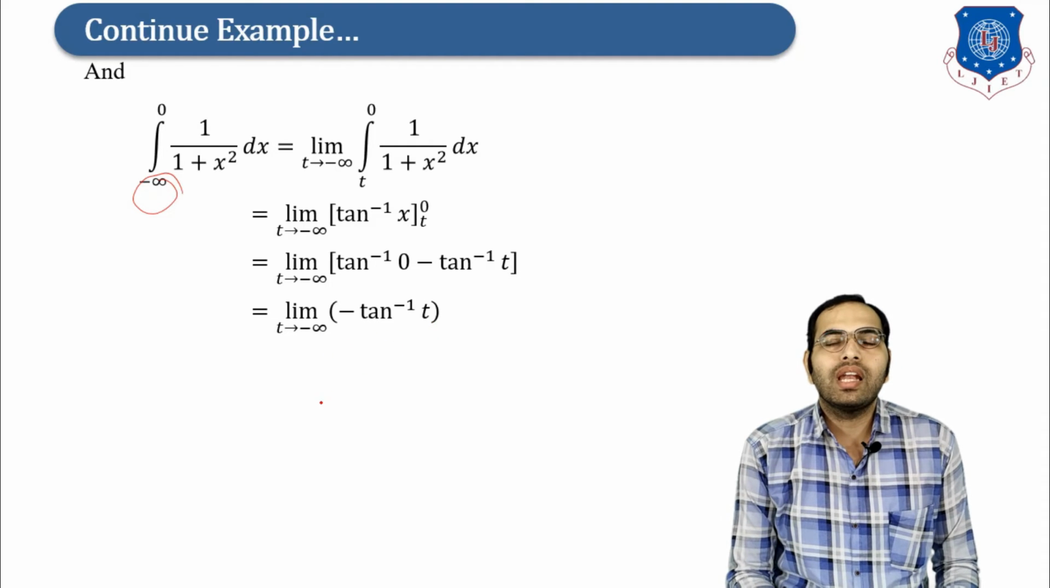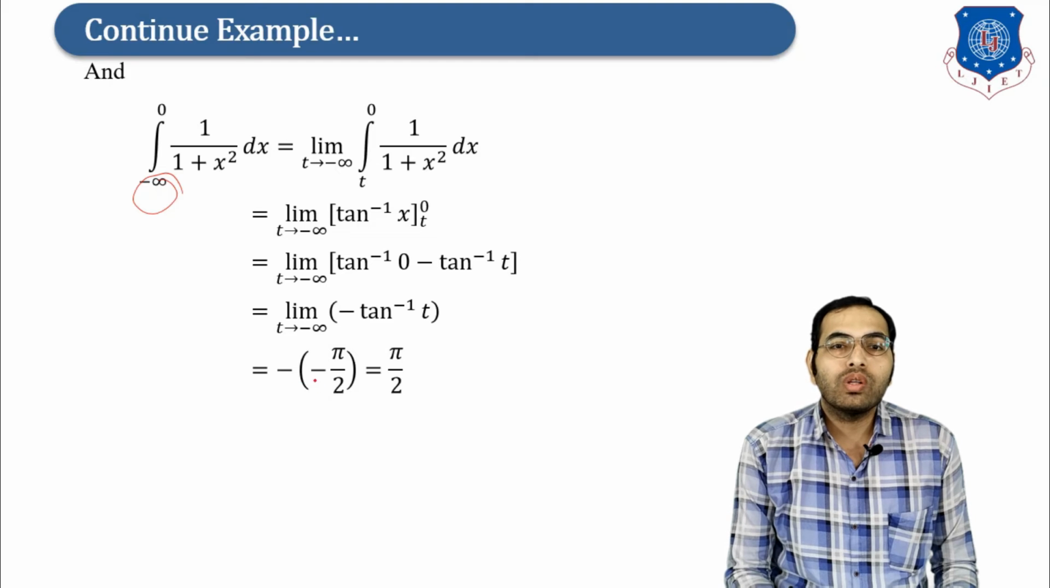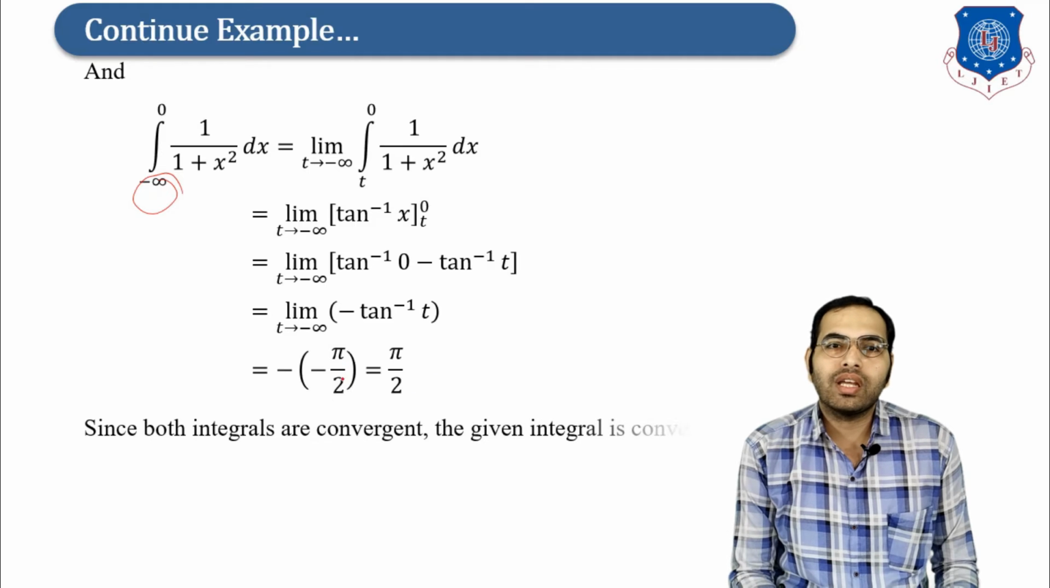Here, applying the limit, it becomes minus of tan inverse of minus infinity. The value of tan inverse of minus infinity is minus pi by 2, then minus minus is plus, so that is exactly pi by 2. That is the answer of the second integral.